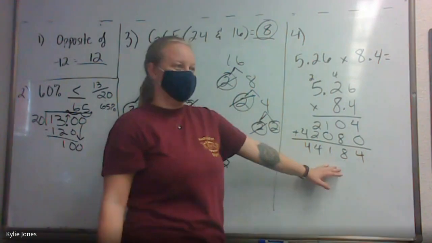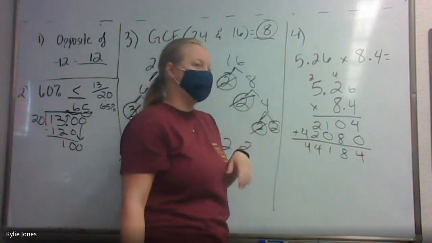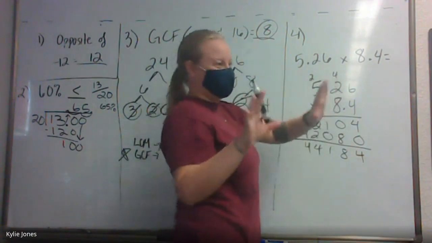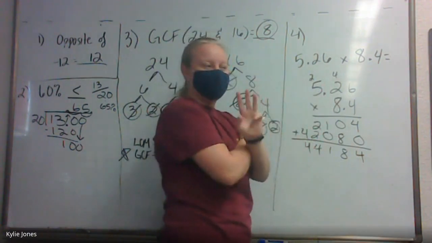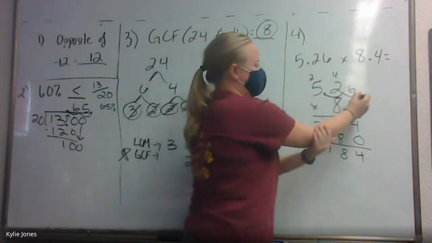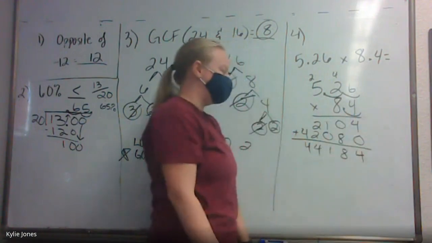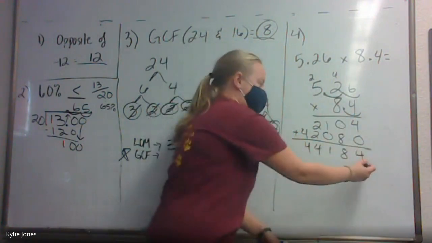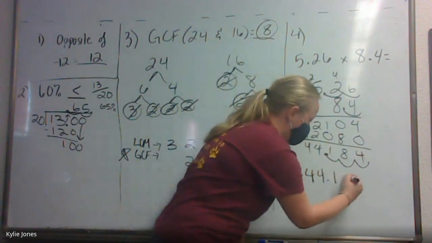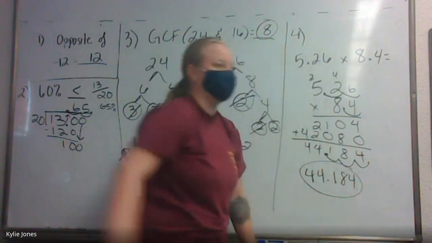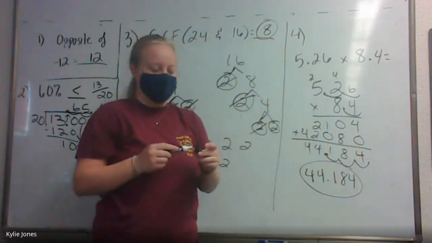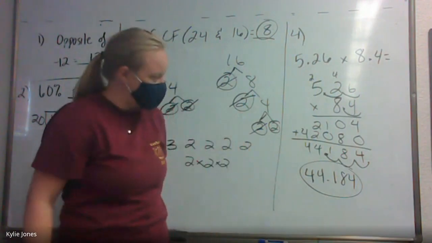No? Add 3 spaces of decimal. Okay, yes, I hear you. Hang on. So we have to count the number of decimal places behind our number. So we have 1, 2, 3 decimal places. Start at the end of your number and move it 1, 2, 3 times. So you should get 44,184,000 as your answer. Good.